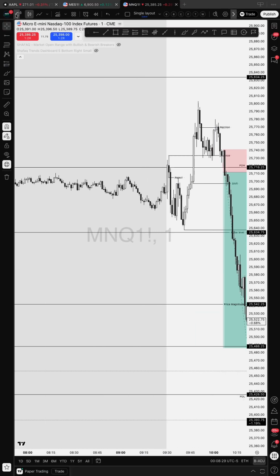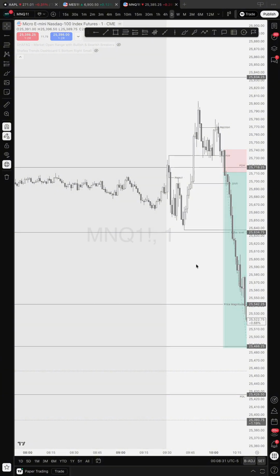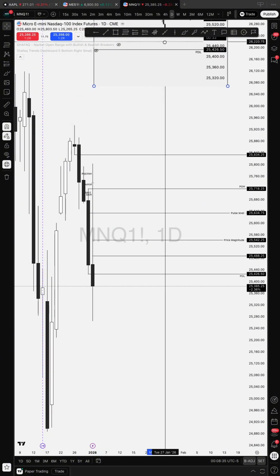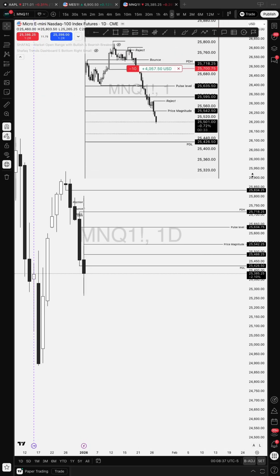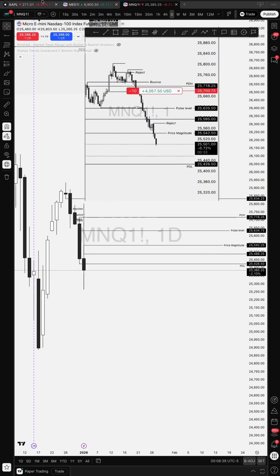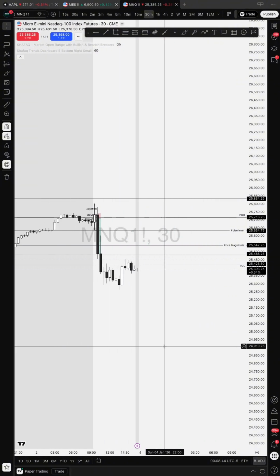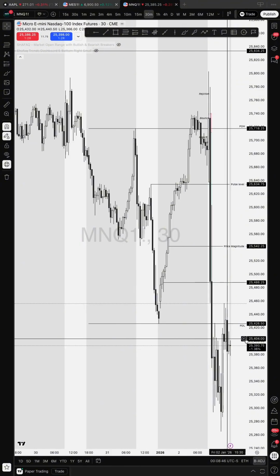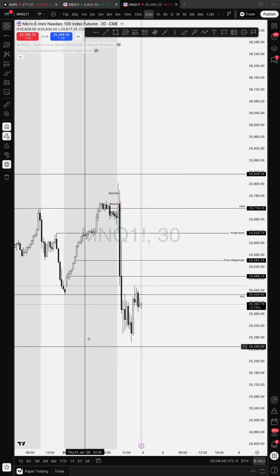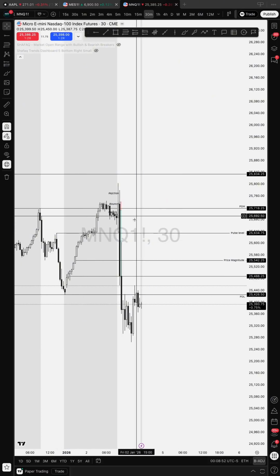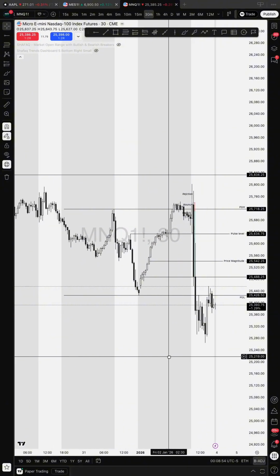So for those of you that are going to be watching this on YouTube, the strategy is pretty clear. Previous day high, previous day low. I always mark my previous day high and previous day low, and then I move straight to 30 minutes. Once you move to 30 minutes, that's where you mark your pulse level. If the price stays above the pulse level, I'm bullish. If price stays below the pulse level, I'm bearish.